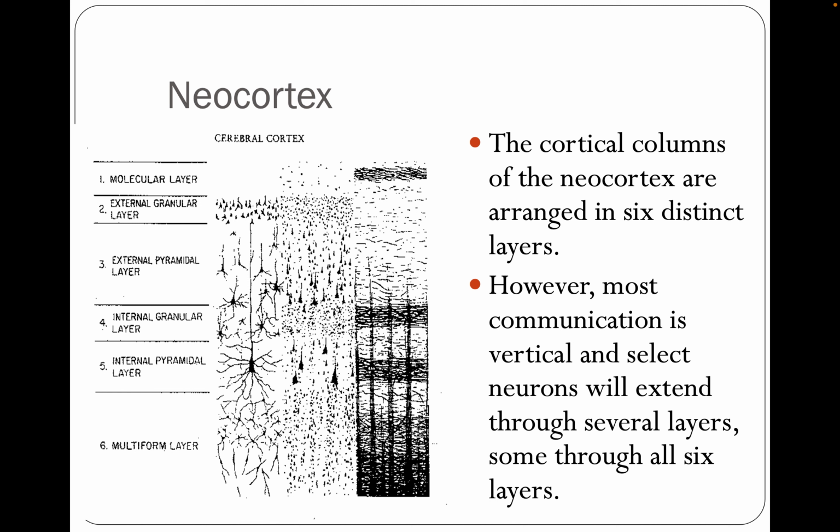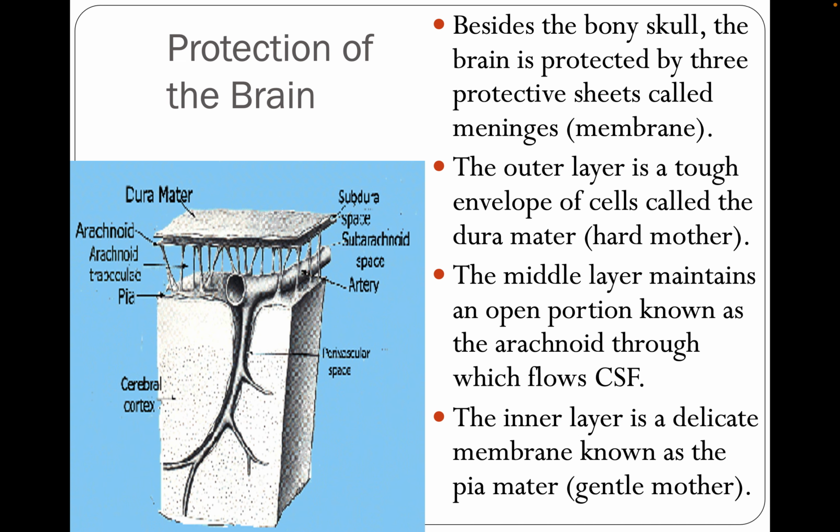And that's the way it looks. Now you can see how organized all this is. It's all columnar. When somebody's suffering from schizophrenia, this is all messed up. It's not uniform. It's not columnar. The cortical columns of the neocortex are arranged in 6 distinctive layers. However, most communication is vertical, and select neurons will extend through several layers, some through all 6 layers.